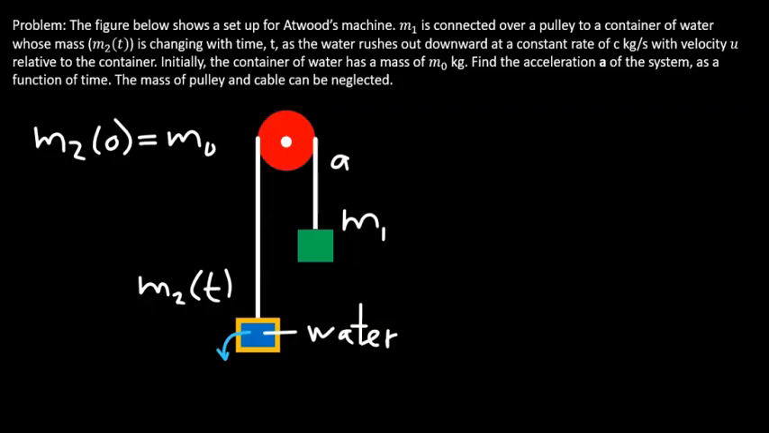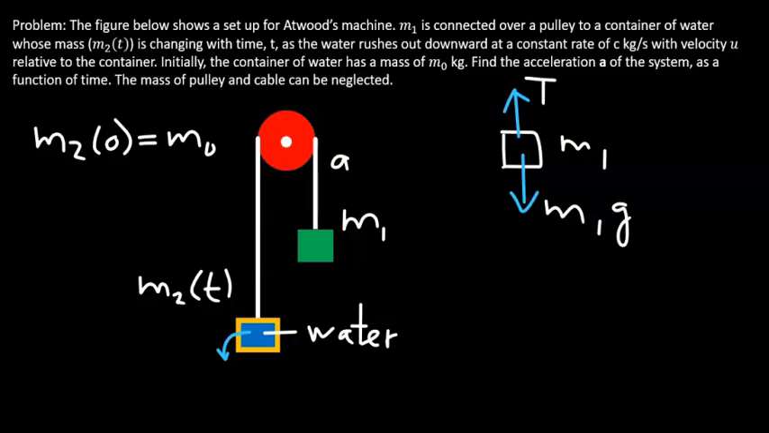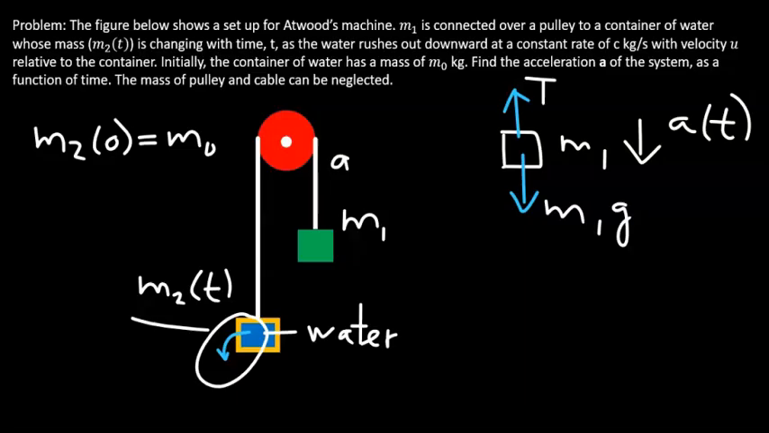The first is m1. All the forces that are acting directly on m1 are of course its weight and tension, which is going in an upward direction. So the weight is m1g and the tension is capital T. And let's assume the direction of the acceleration is downward. Now we note that acceleration is a function of time because the other mass in the system, m2, is decreasing with respect to time as the water rushes out of the system.